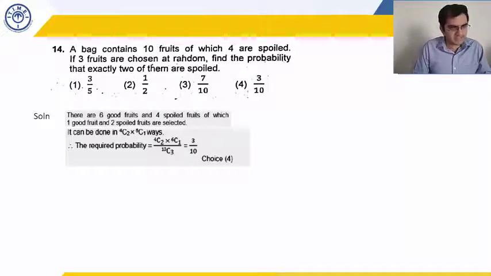I hope this is making sense. 10 fruits, 6 good, 4 spoiled, and you want to select 1 good and 2 spoiled. So 6C1 into 4C2. And total you want to select any 3 fruits from 10 fruits, so that's 10C3. Favorable outcomes divided by total outcomes gives you the answer.